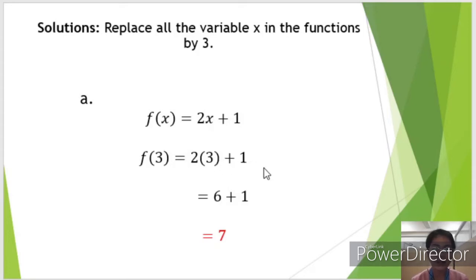So again, PEMDAS, uunahin natin si multiplication. So 2 times 3, that is 6. And then, i-add natin si 1. That is 7. So ganun lang po kadali. Okay? So, next example.